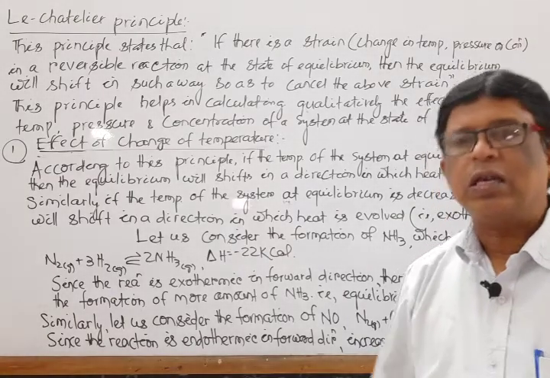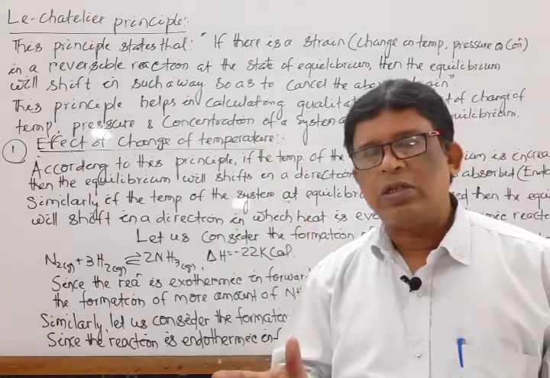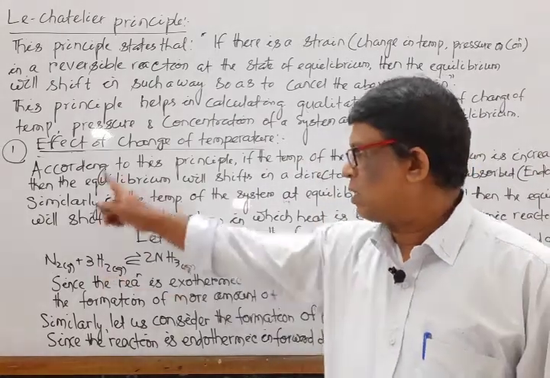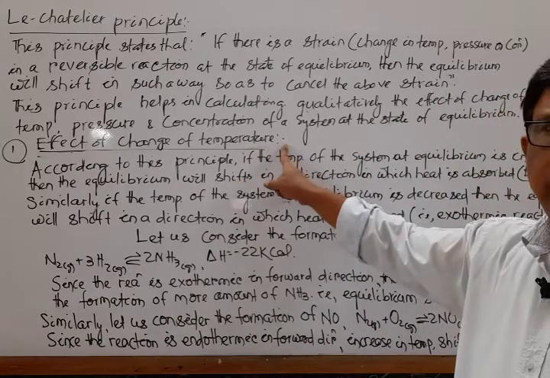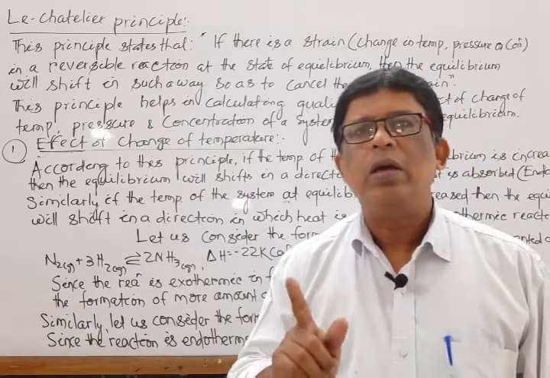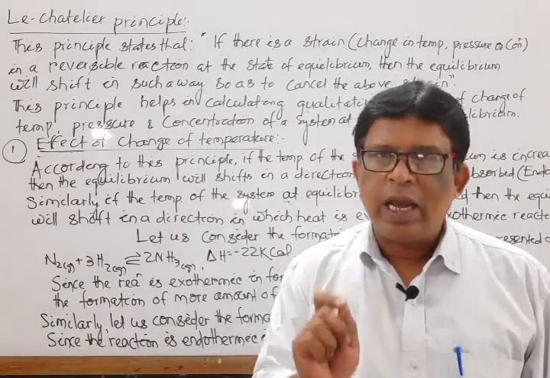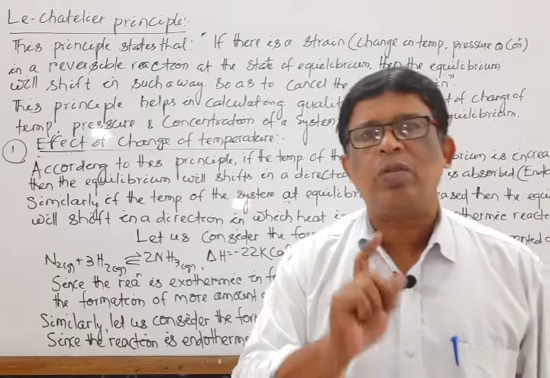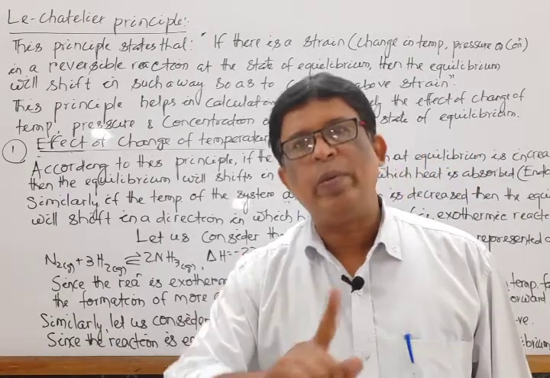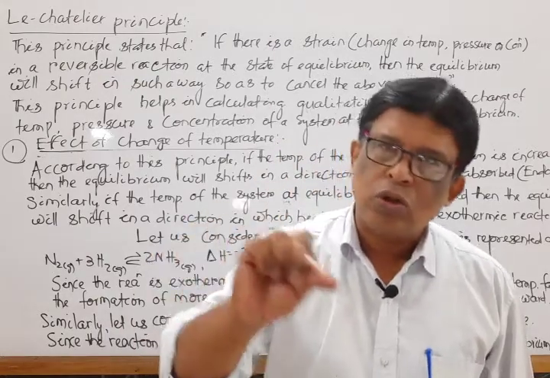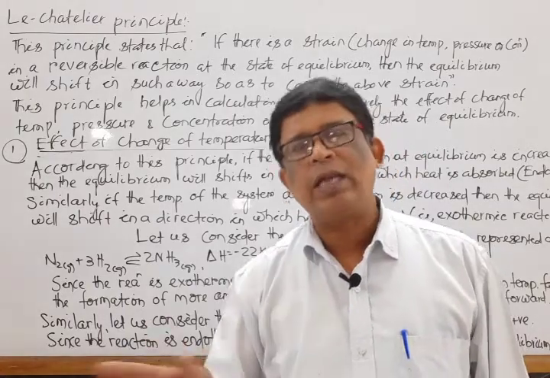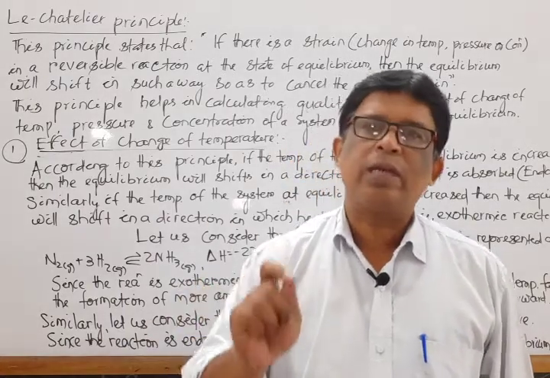So let us discuss how the equilibrium adjusts by changing temperature, pressure, concentration one by one. First is the effect of change of temperature. So two types of reaction are there. One reaction in which heat is evolved, that is an exothermic reaction, and one reaction in which heat is absorbed, that is an endothermic reaction. Important thing, remember that if a reaction is exothermic in the forward direction, then it is endothermic in the backward direction. And similarly if the forward reaction is endothermic, then the backward reaction is exothermic.